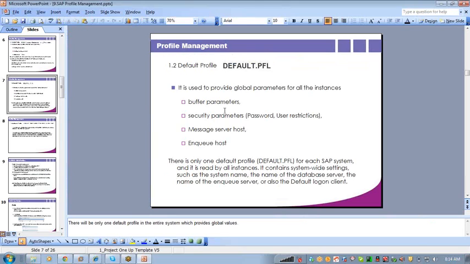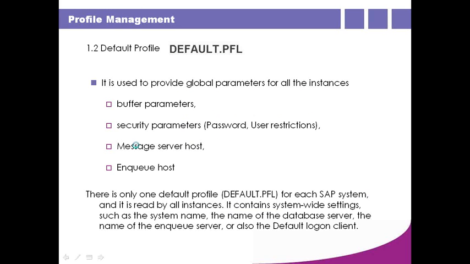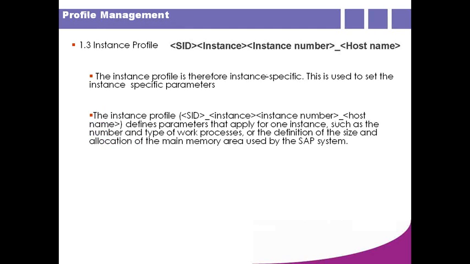Right. And the next profile is the instance profile, a very important profile. All the parameters, maximum parameters related to your instance reside here only. Okay. What it contains is everything like memory, okay, like your work processes, how many work processes.